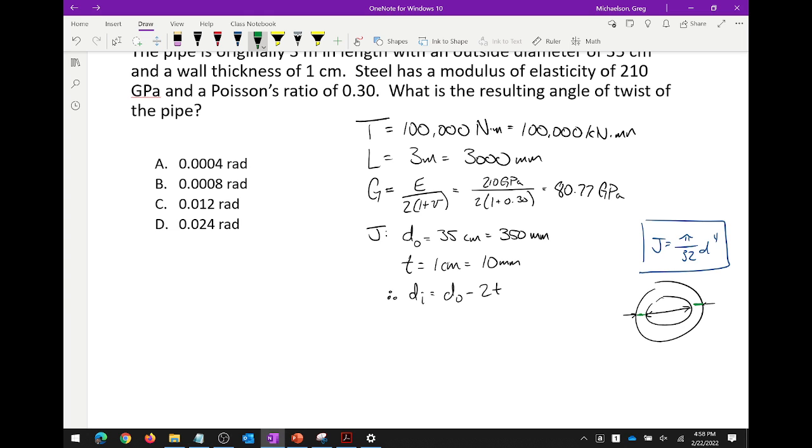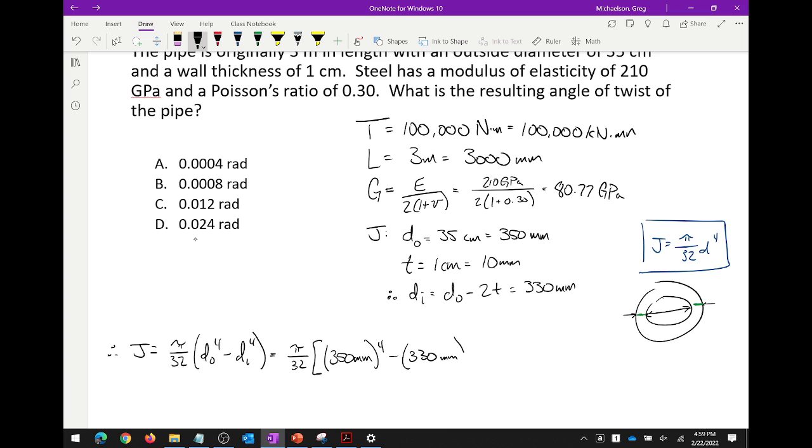All right. So now for J. Oh, so this is 330. By the way, you are taking millimeters to the 4th, so J is a big number. It usually is. It's okay. Anybody have an answer for this? It's big.